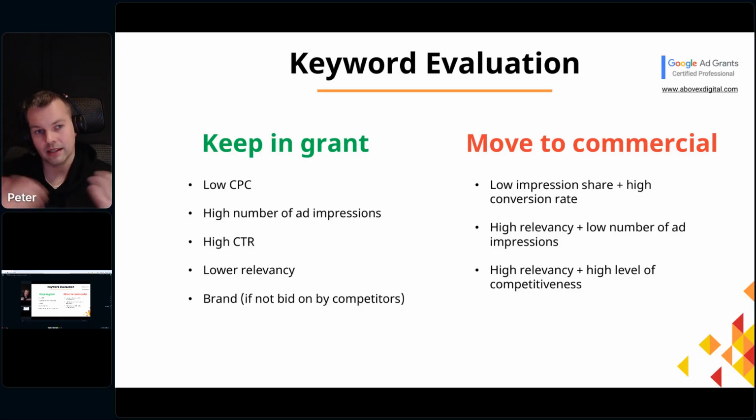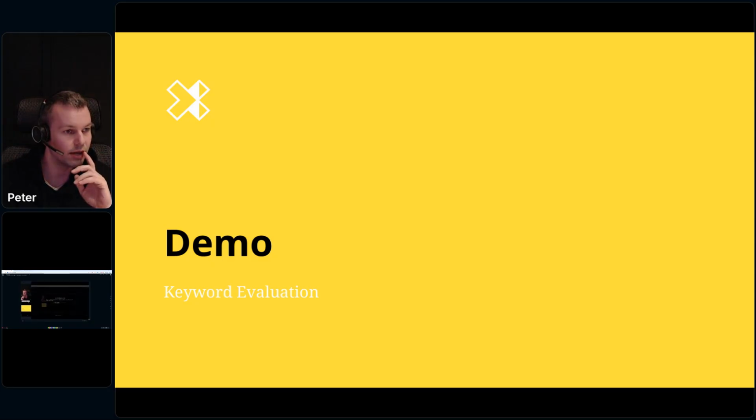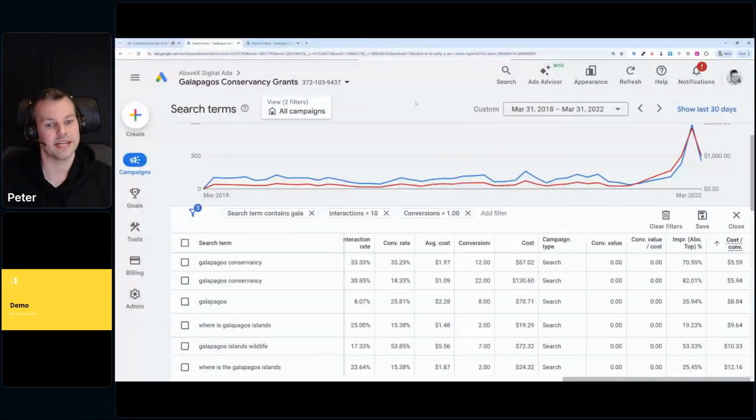And the way to get there is via commercial account. Okay, and I'll show you on the next step in a demo how to do such evaluation. So hopefully you can see my screen now.